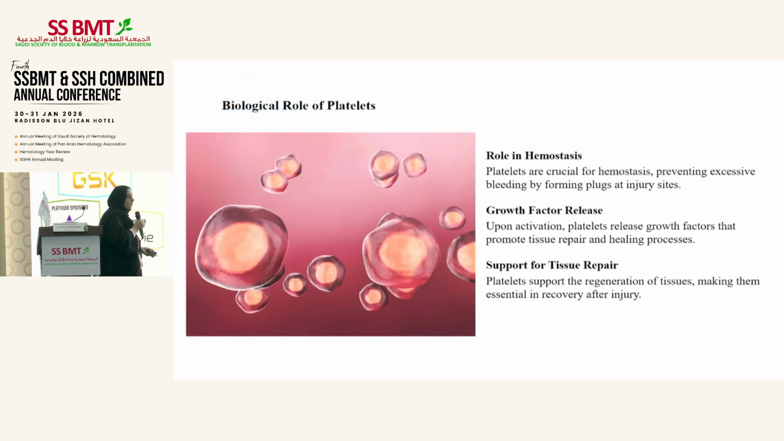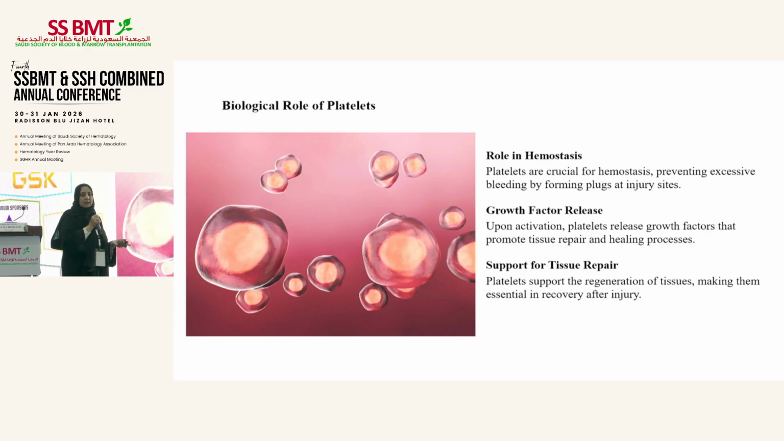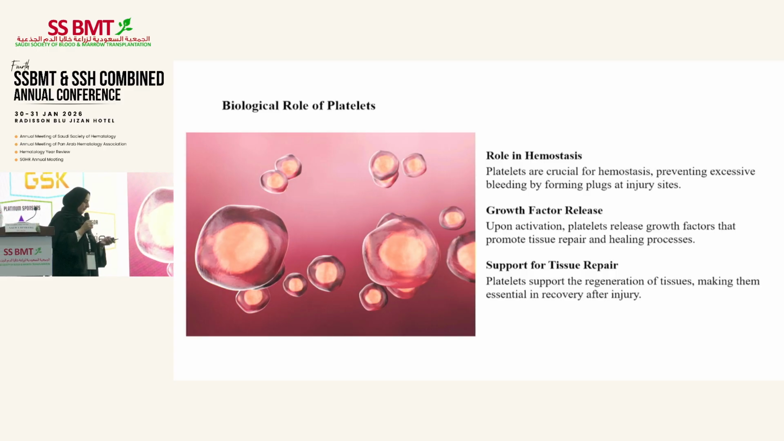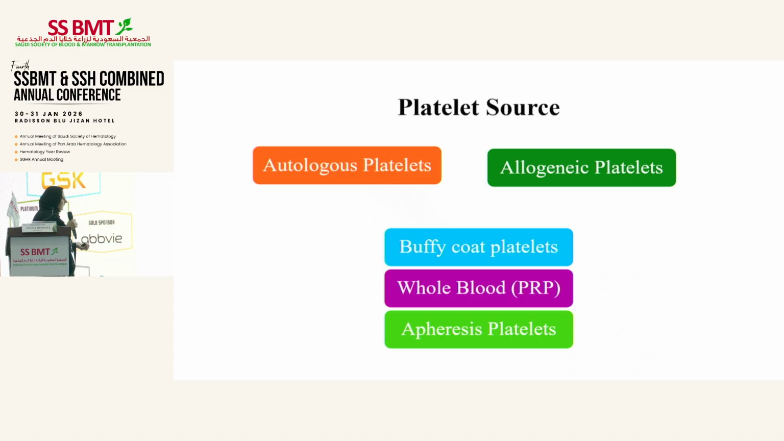Role of platelets, as we all know, is hemostasis, and also they release important growth factors, which can lead to support of tissue repair. From where do we get our platelets? We all know that it could be autologous or allogeneic platelets, and allogeneic usually come from buffy-coat platelets or PRP, which are from whole blood, or apheresis platelets.